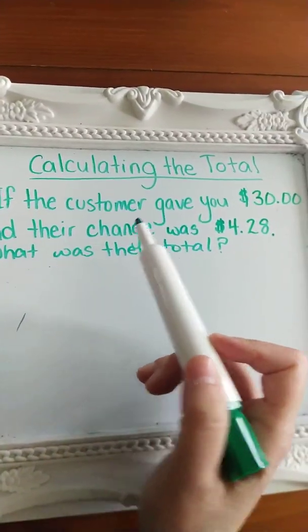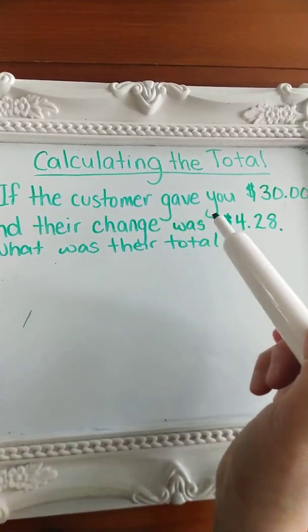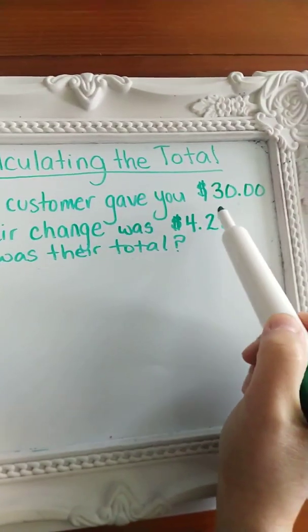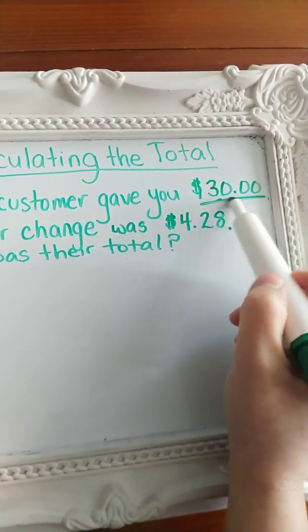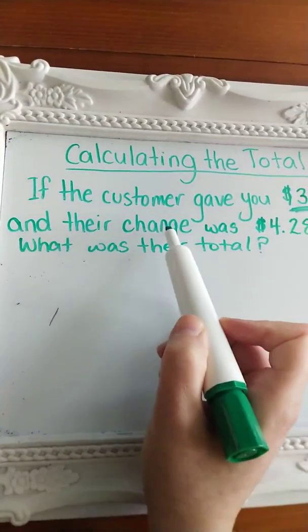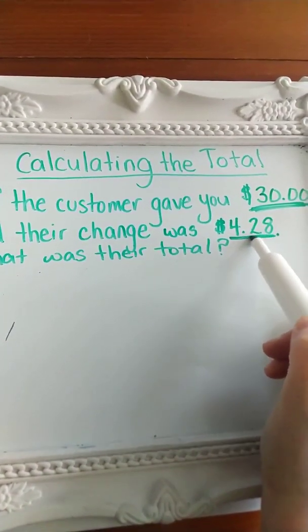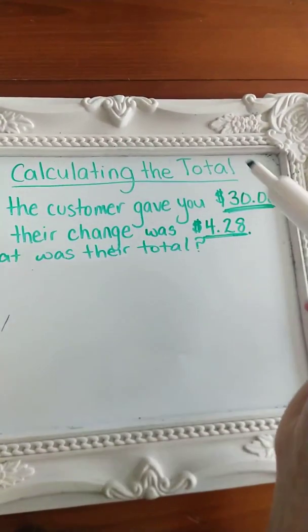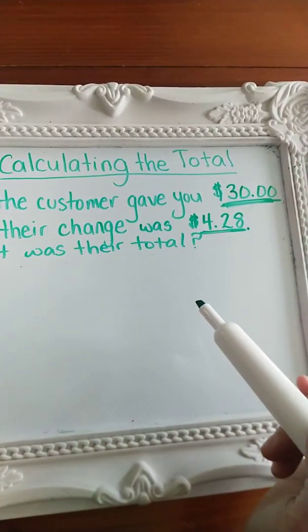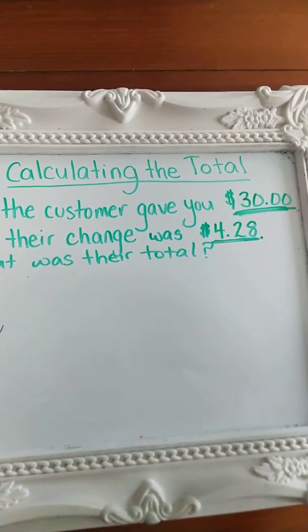If the customer, right, we're pretending we're working behind the counter and a customer is giving us money and we have to give them change. So the customer is giving us $30, okay? $30. We know that. I'm being a detective. That's important. And their change, that means I'm giving them change, and their change was $4.28. So when we think of total, we go, okay, maybe I need to add those two together. That's actually not what it's asking us. It's asking what's the number in between or the difference.